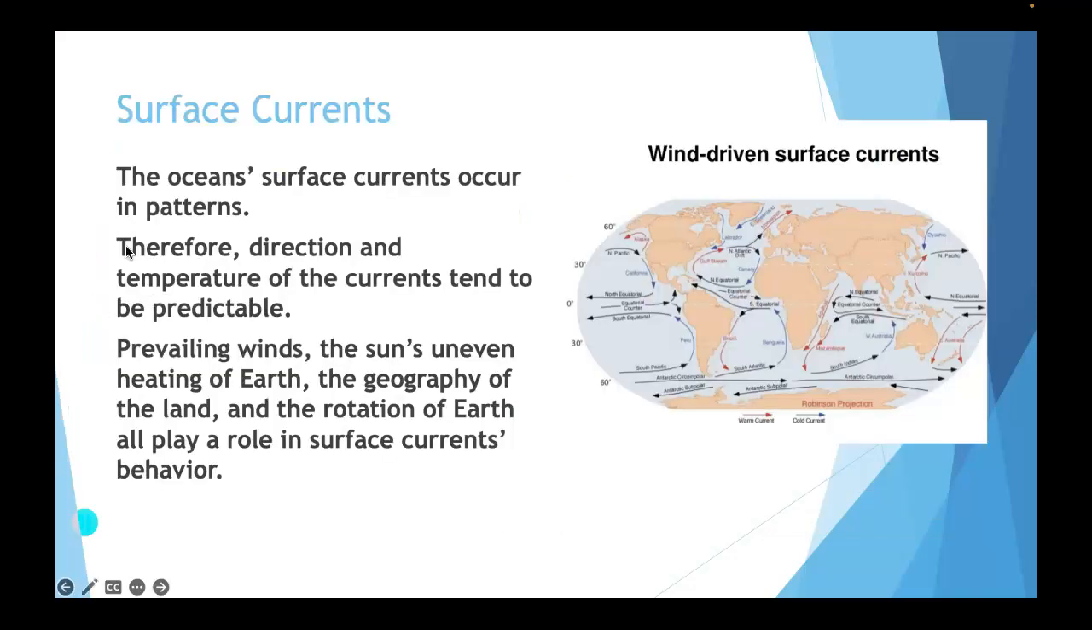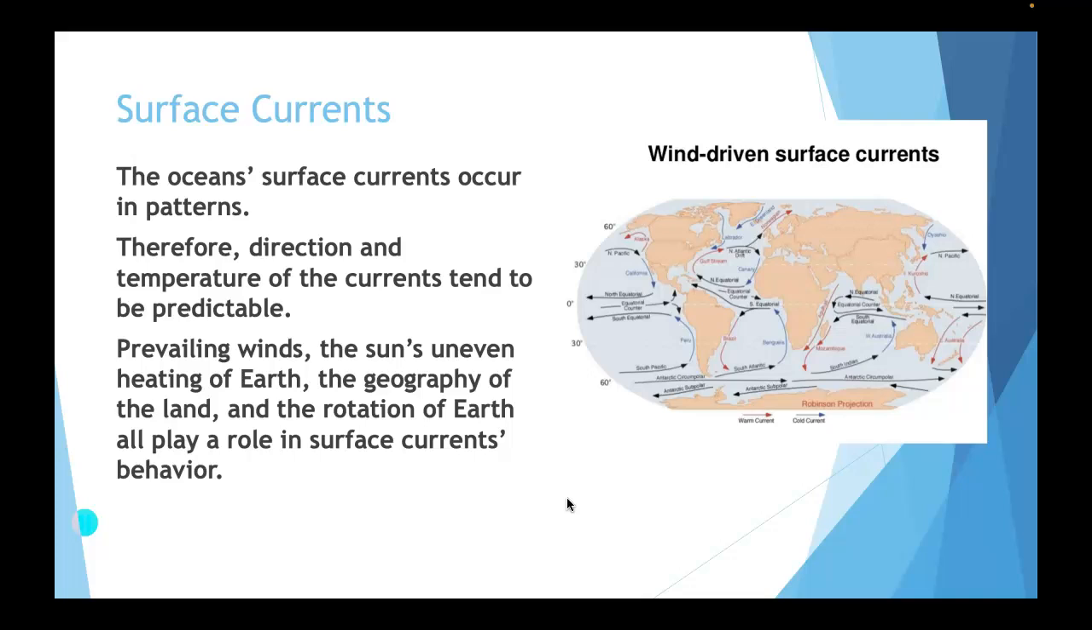So surface currents, these are the ocean surface currents that occur in patterns. You're going to notice they're colored for warm currents, cold currents, and the black ones are ones that we don't worry about if they're warm or cold. We think about warm and cold when we have a current that's coming up along a coast because it affects weather. And we'll look at that in a little bit. Therefore, direction and temperature of the currents tend to be predictable. Prevailing winds, the sun's uneven heating of Earth, the geography of the land, and the rotation of Earth all play a role in surface currents behavior.